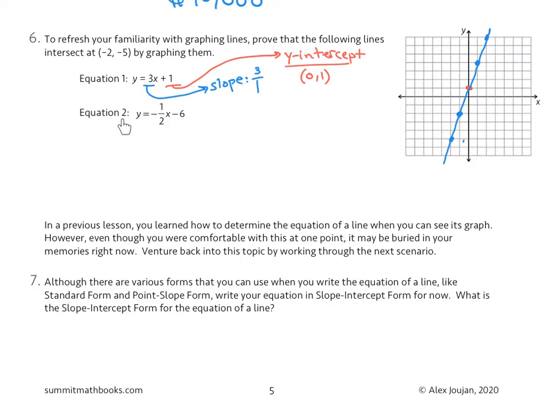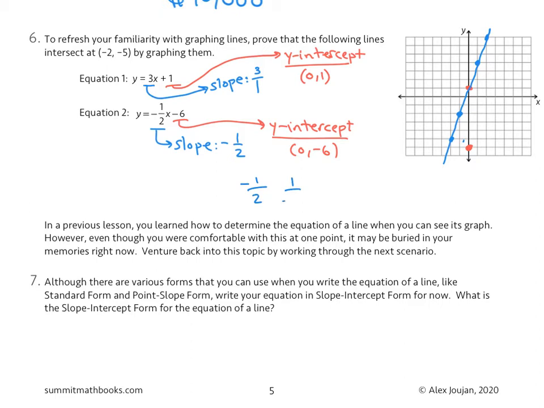Equation number 2. y equals -1/2 x minus 6. So the slope is -1/2 and the y-intercept is -6. I'll start by plotting the y-intercept first. (0, -6). So start at (0, 0), and then go down 6. 1, 2, 3, 4, 5, 6. There's my point. Now I can use the slope of -1/2. That's either -1 over +2 or +1 over -2.